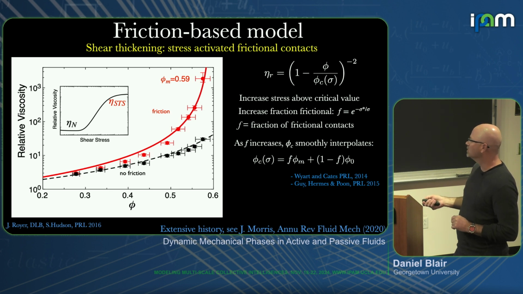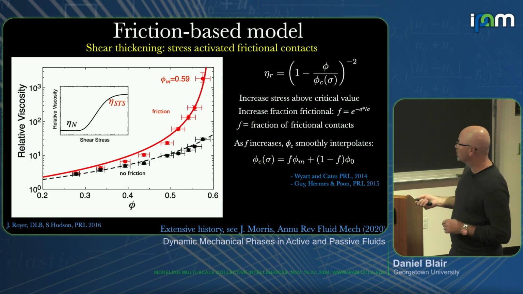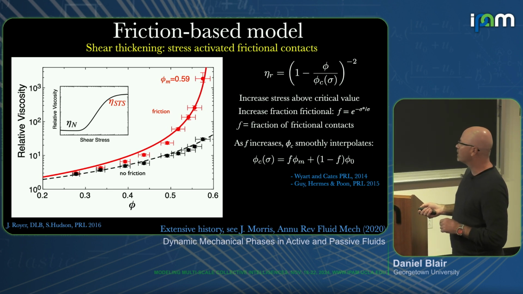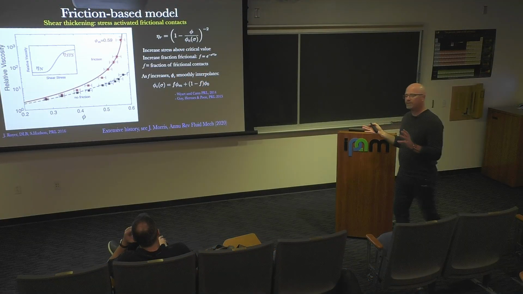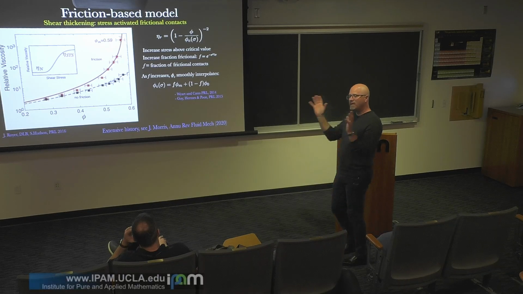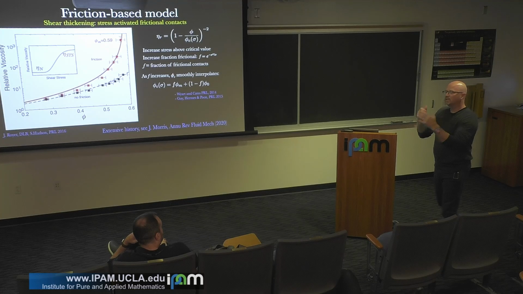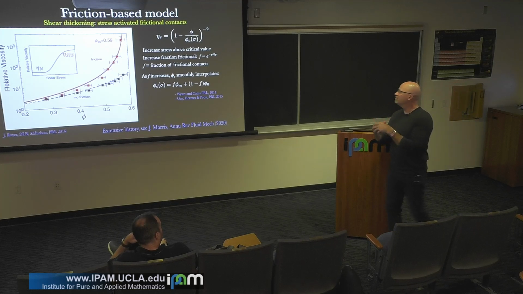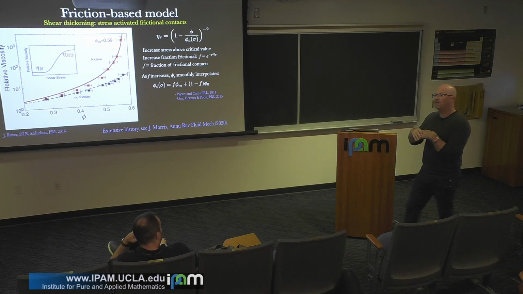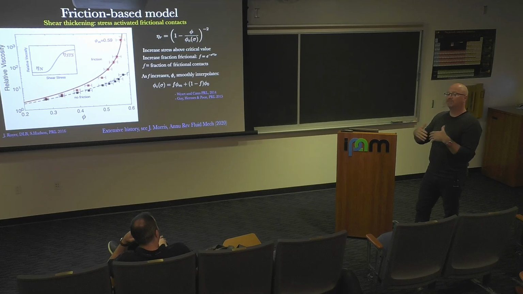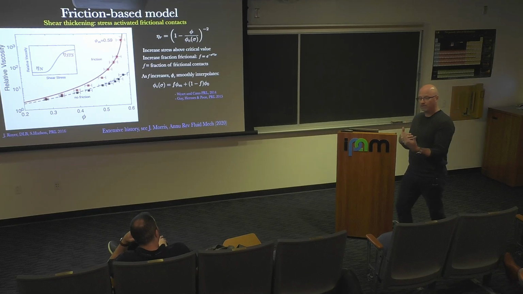Wyatt and Cates have a picture. This is Mathieu Wyart's work from about 10 years ago now. There was a really interesting question about the way in which this material undergoes this transition. The way they projected this was that the viscosity of the material has to undergo an event where the number of these contacts that we're going to call frictional increases as a function of the shear rate and the concentration.